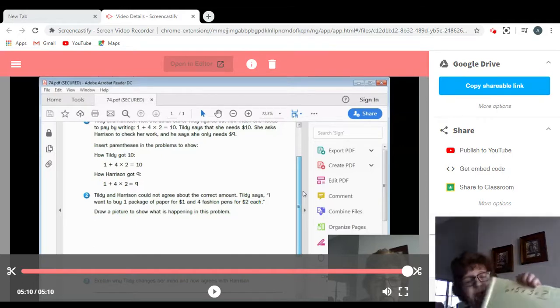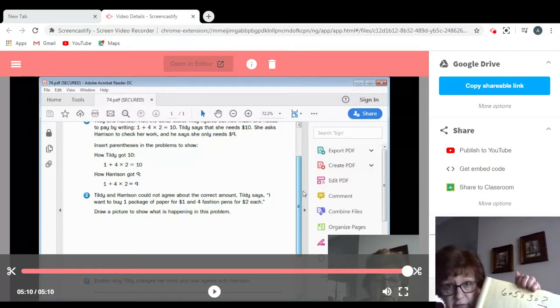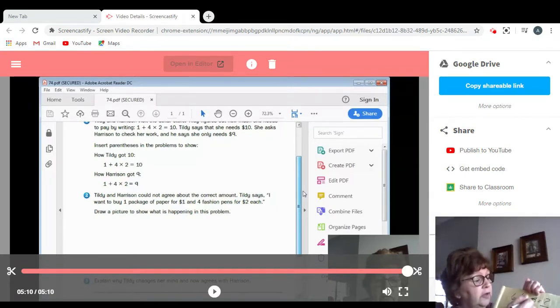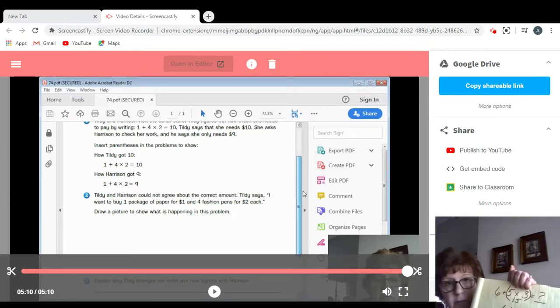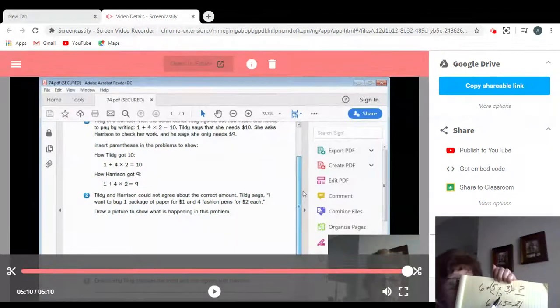So let me give you one more. 6 plus 5 times 3. What are we going to do first? Okay, we've got multiplication. So I'm going to do my 5 times 3, and that is 15. And 6 plus 15 is 21. Okay, and a lot of times it's going to help you to go ahead and write that answer to that first part of the problem in there, and then continue your problem after that.